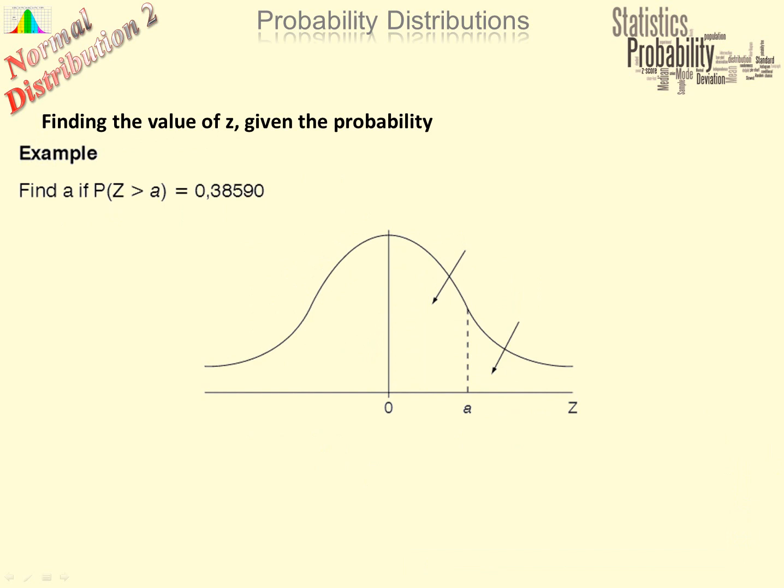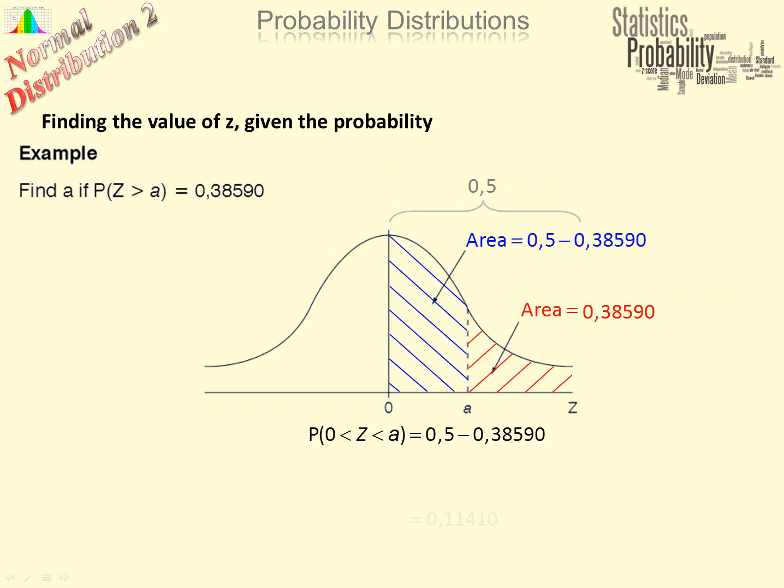Alright, so find A if the probability of Z greater than A is 0.38590. So there we are. There it is there. The area is 0.38590. And we have to find the value of A there. So we actually need to find this area there. We know that's 0.5. Because remember the Z table gives from 0 to there. So now we say 0.5 minus that gives us that value there. That's the probability here for this Z score.